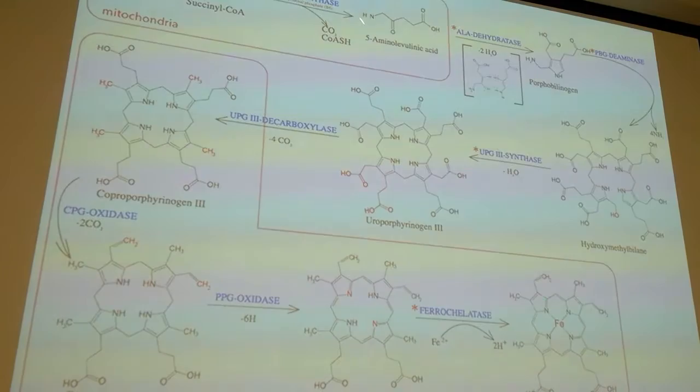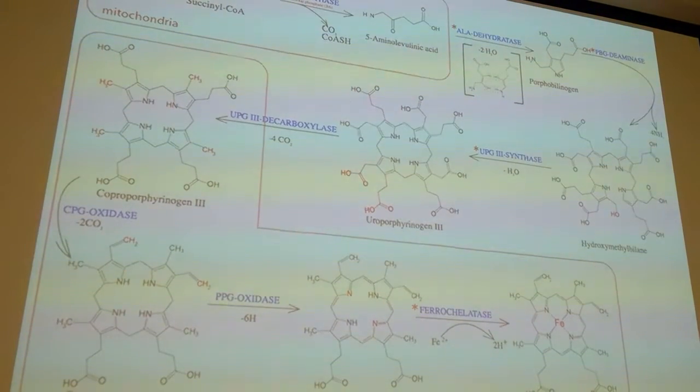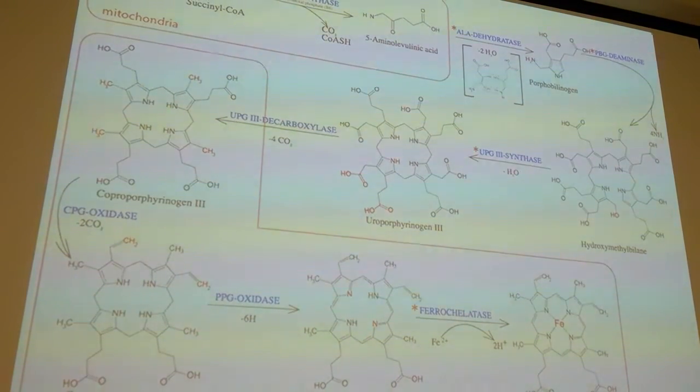The most important one I want you to remember is this first one, the ALA synthase reaction, since this is the rate-limiting step, the committed step, and the most highly regulated. So you should try to know the mechanisms by which this is regulated and the fact that it requires vitamin B6, the PLP, as a cofactor.